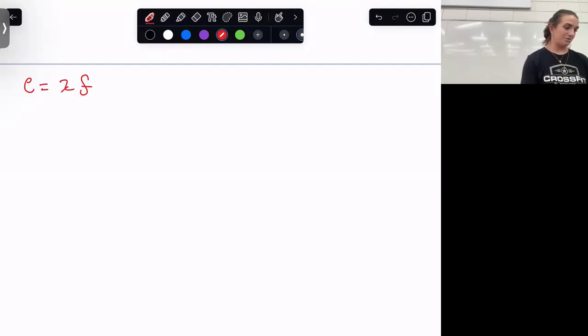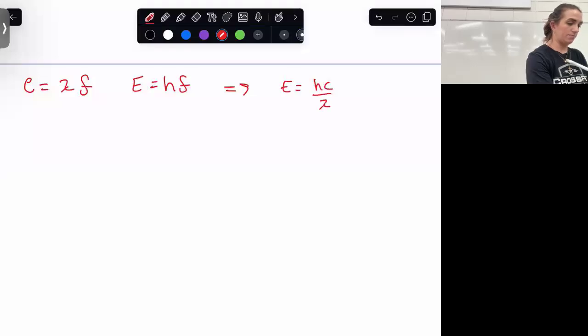Then you also have energy is equal to Planck's constant times frequency. So you can combine these two and say energy is equal to hc over lambda. All of these are given to you, I believe. The energy is equal to hc over lambda might not be, but the speed of light and the energy formula will both be given to you.